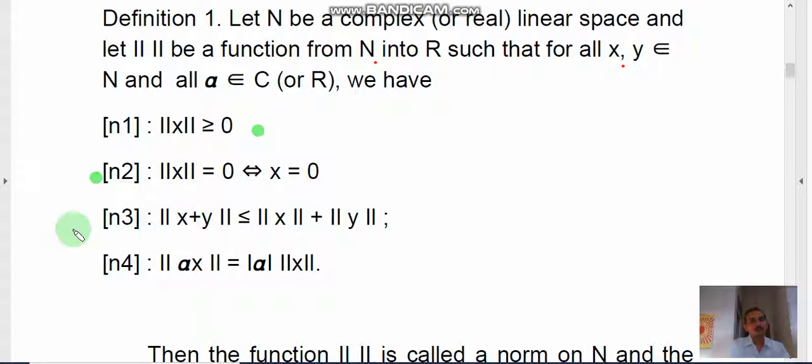The third one, N3: norm of (x plus y) is less than or equal to norm x plus norm y. This is like the triangle inequality. And the fourth one, N4: norm of alpha x will be equal to modulus alpha into norm x. So these are the four conditions: if a linear space N satisfies these, with a function from N into R having these four conditions, then we say that N is a normed linear space.